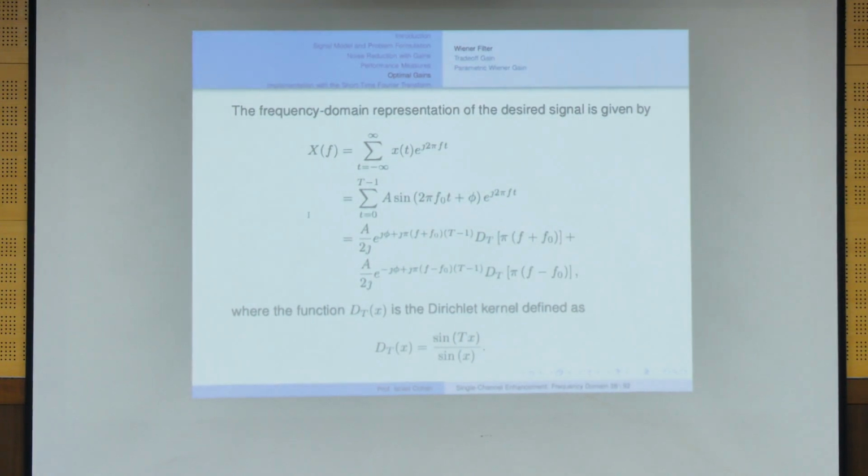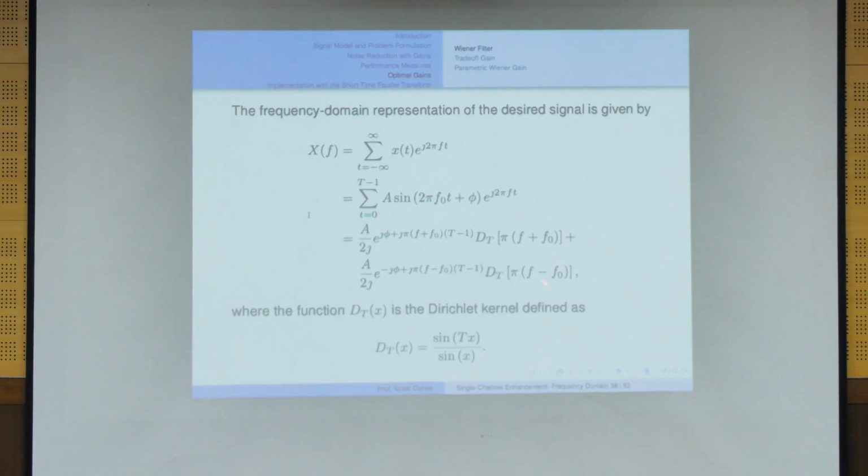So first, regarding the spectrum of the signal. Let's talk about the Fourier transform of our signal, x(t). So x(t) is a sine function like this, and we compute the Fourier transform over a certain length of the signal, from 0 to T minus 1. So we have capital T samples of the signal. So if we compute it, we get this.